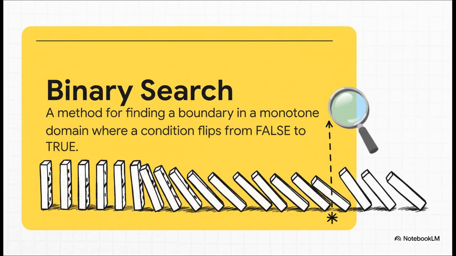A monotone domain sounds super technical, but it's not. It's just any space where a condition, once it flips to true, stays true forever. The domino analogy is perfect here. You've got a line of them. Once one falls, all the rest are going down too. Our job is just to find that very first domino that tipped over.